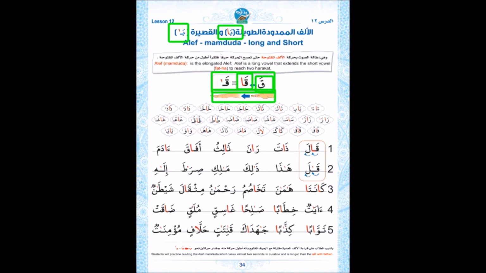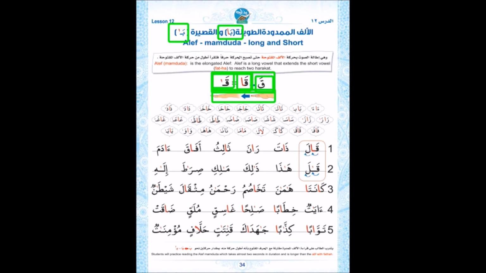forward hand motion. Also, we have alif qasira, qaf, fatha, alif qasira, qa, same sound as the long alif, and both are double the time span of the fatha.